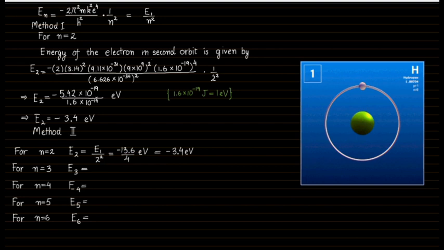Now in a similar manner, you can calculate the energy for the third orbit. Similarly, the energy for the fourth orbit. Similarly, calculate the energy for the fifth orbit and the energy for the sixth orbit. So you can calculate these energy levels. You can take this as your homework.